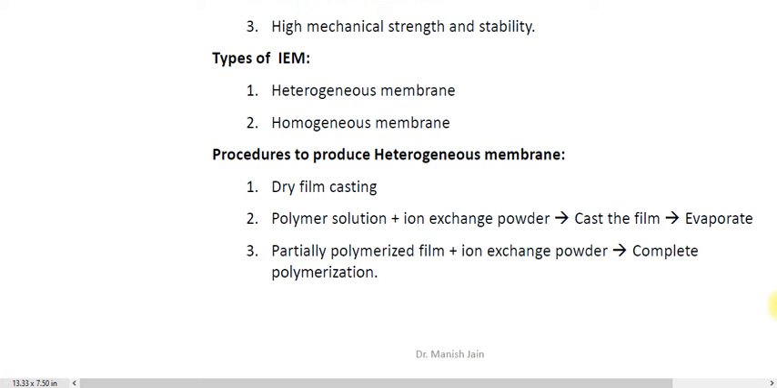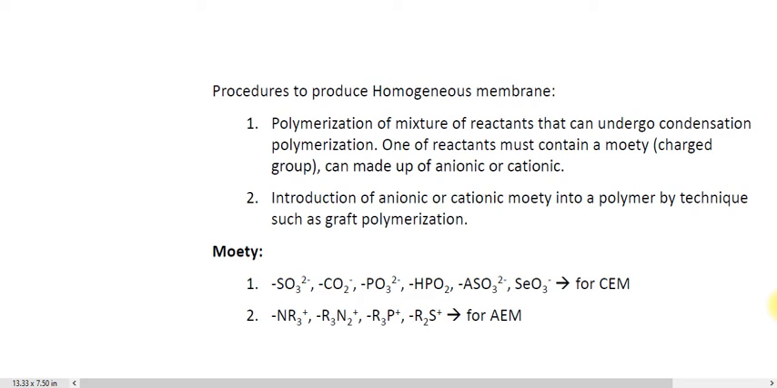Now there are some procedures to create the homogeneous membranes. In the homogeneous membrane, there are two different methods. In the first method, a reactant of this membrane is created during the polymerization, and a reactant of polymerization contains the ion moiety or the charged group, which will give the anionic or cationic property to the membrane.